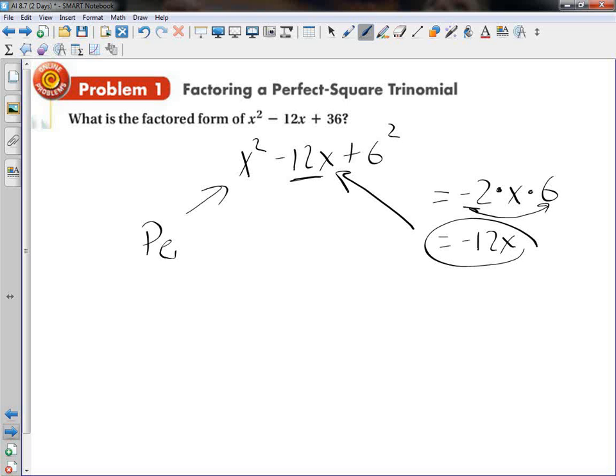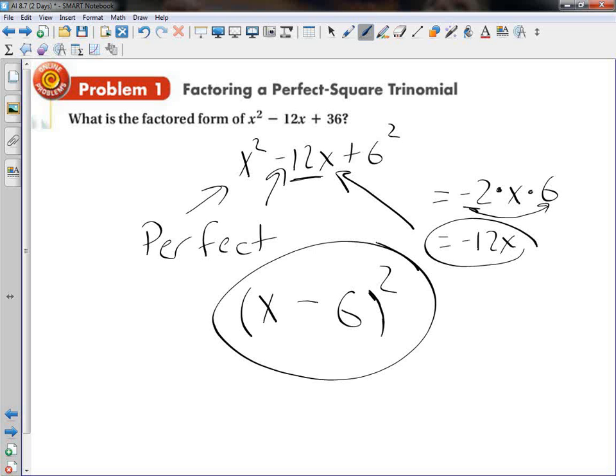So that's perfect. So I know it's going to be a parentheses squared. I know that's going to be my first square, which was x in front. My second term is going to be 6. Ooh, that's an ugly 6. Let me retry. My second term is going to be 6. And since it's a minus sign there, it's a minus sign here. And that's my answer. Okay?